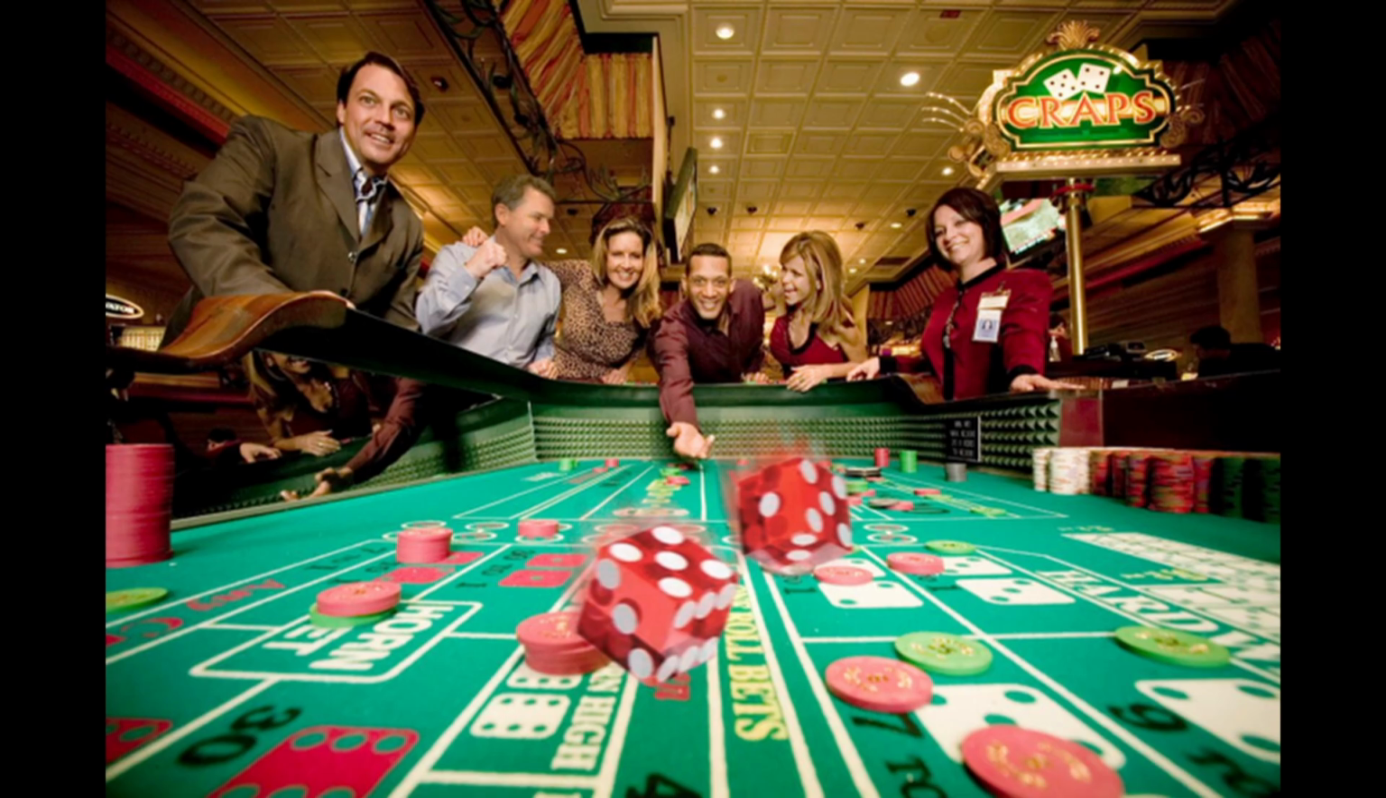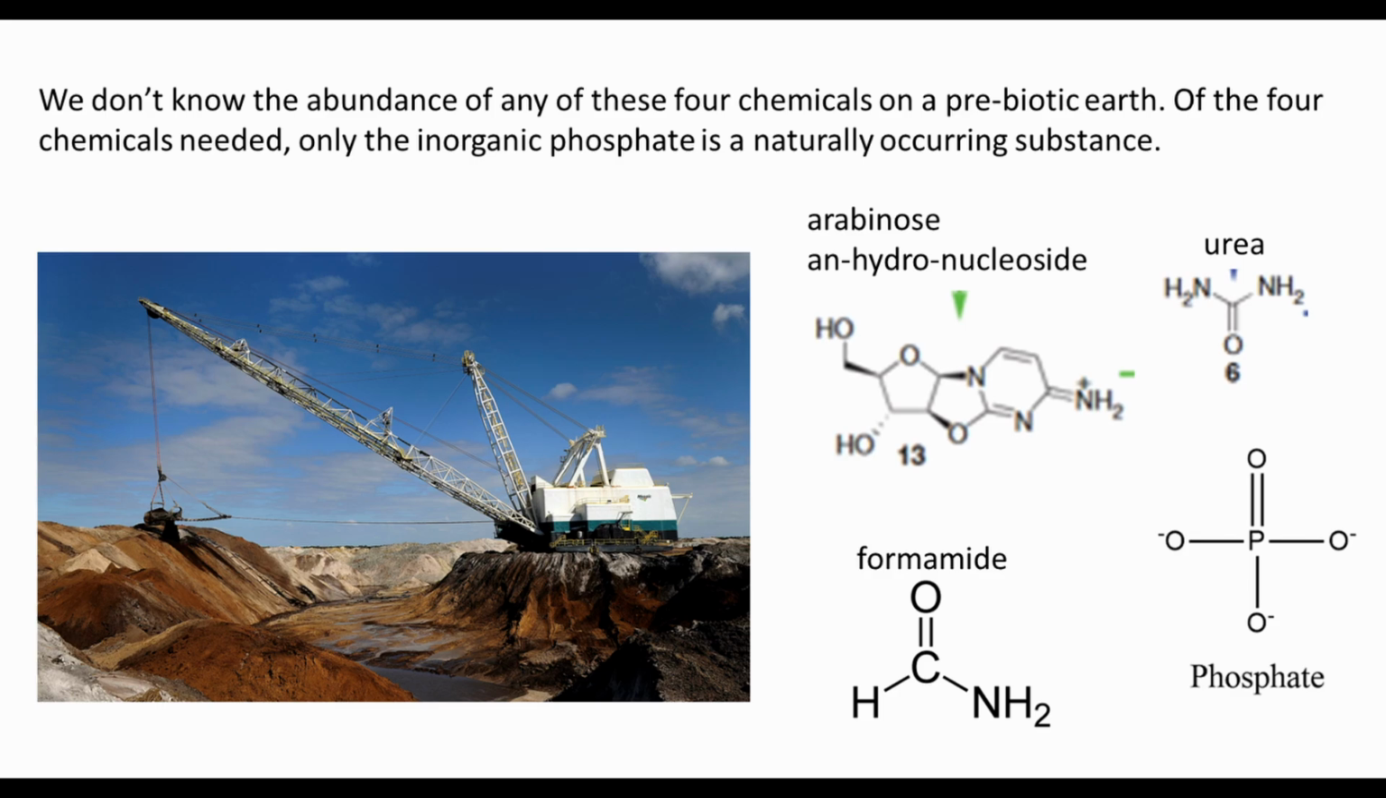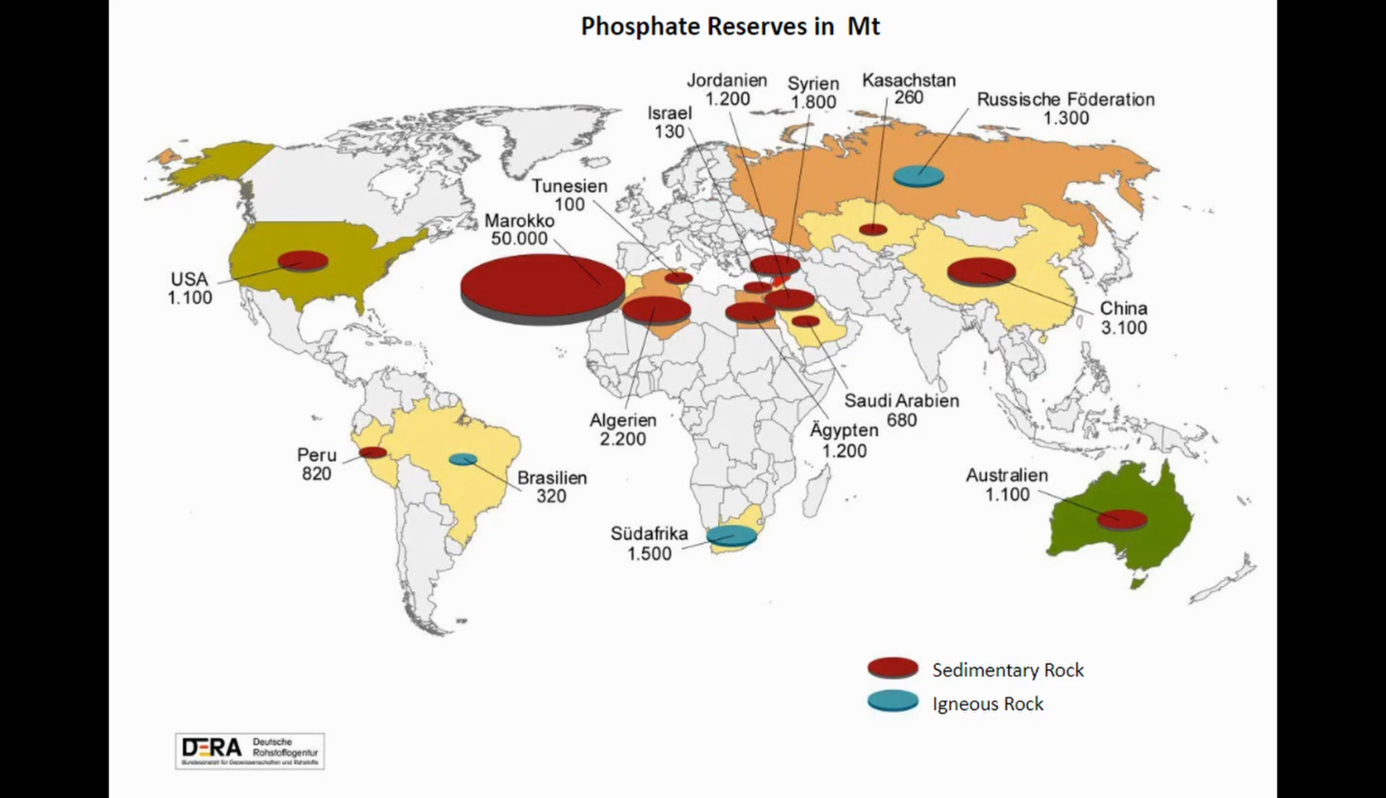It would be impossible to calculate the Las Vegas odds that four obscure chemicals could come together in some isolated pond on prebiotic Earth. We don't have enough information. We don't know the abundance of any of these four chemicals on a prebiotic Earth. Of the four chemicals needed, only the inorganic phosphate is a naturally occurring substance. Inorganic phosphate occurs naturally around only a few phosphate mines around the world.